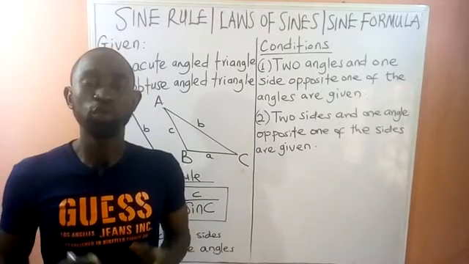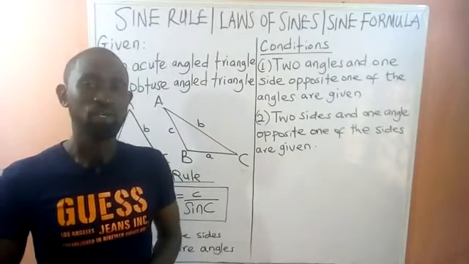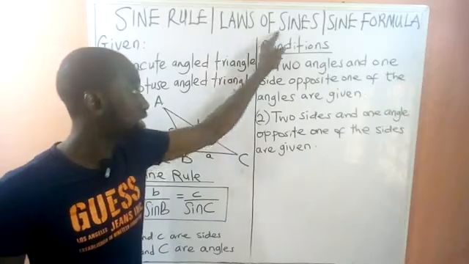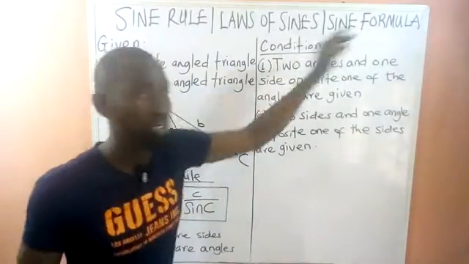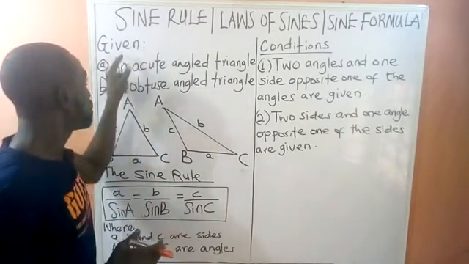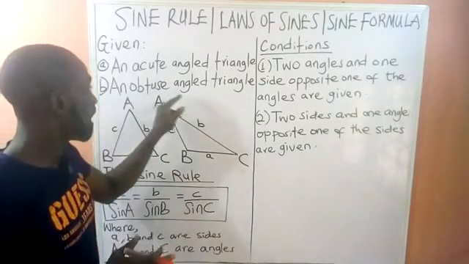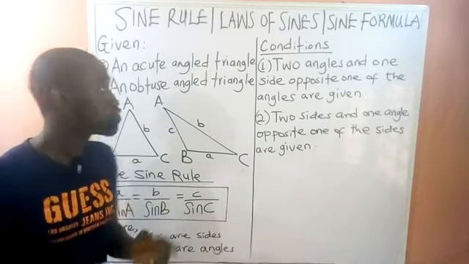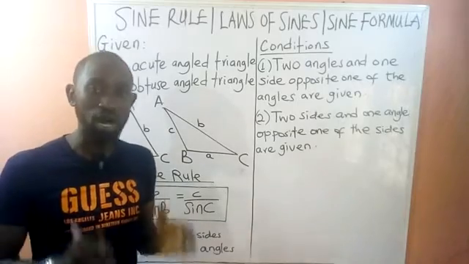In this video, we are going to be discussing what we call the sine rule. Class, we can call it sine rule. It can also be called the laws of sine, or we call it sine formula. These are the three names that we can call the sine rule. Now, class, we are given an acute angled triangle or an obtuse angled triangle. We are saying sine rule can be applied to an acute angled triangle or an obtuse angled triangle.